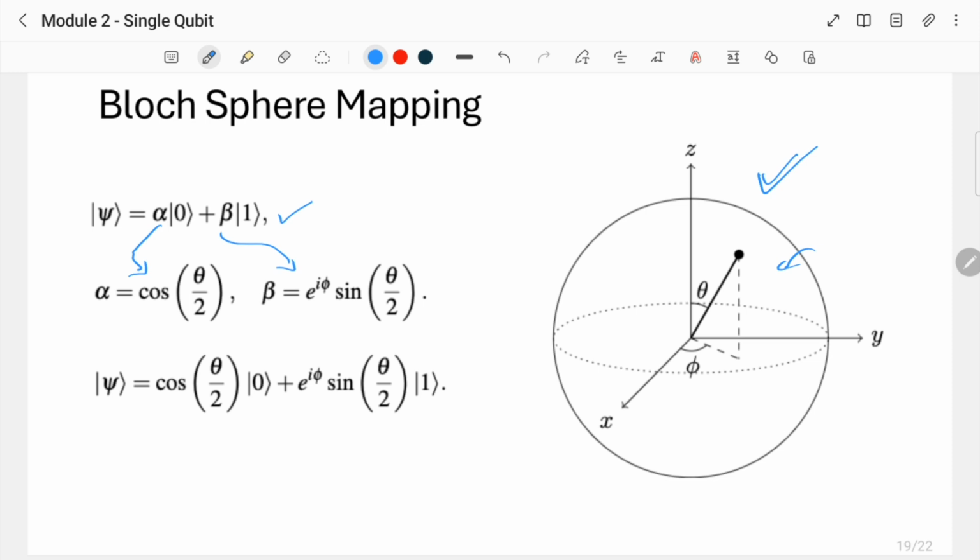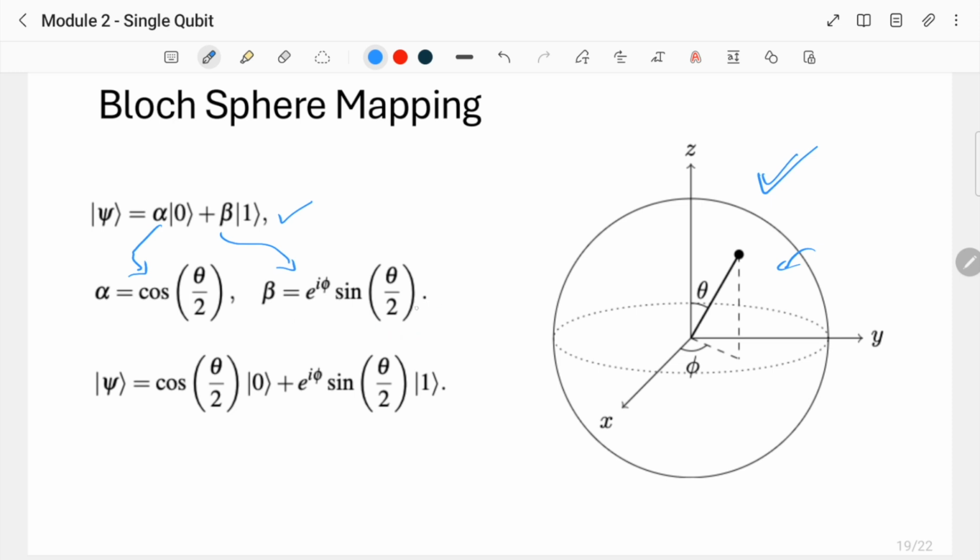You don't need to get into the details of how we derive these states, but if you want to, you can look up spherical coordinates and easily see the conversions. But you don't need to get into the details of it for the purpose of this course. Alpha is cos theta by 2, beta is e raised to the power iota phi sine theta by 2.